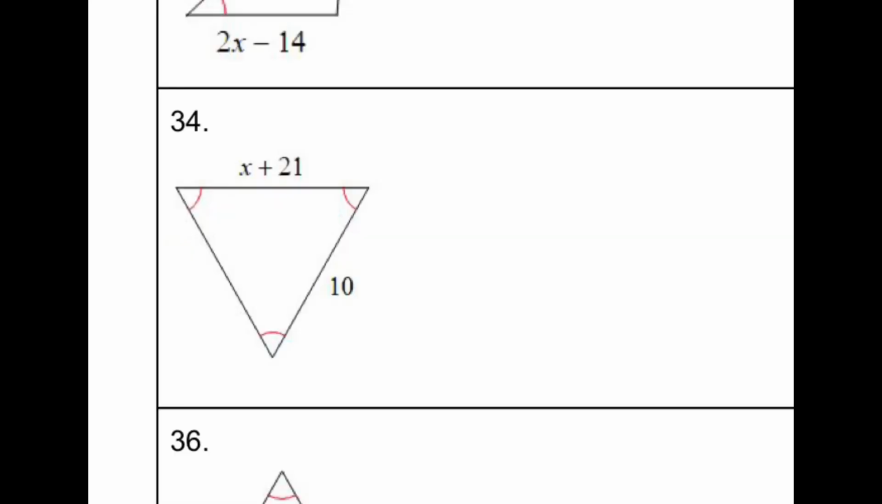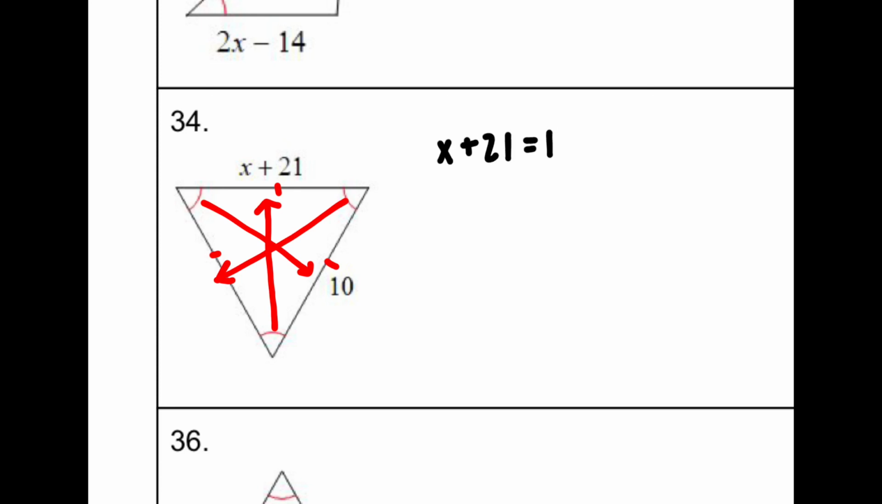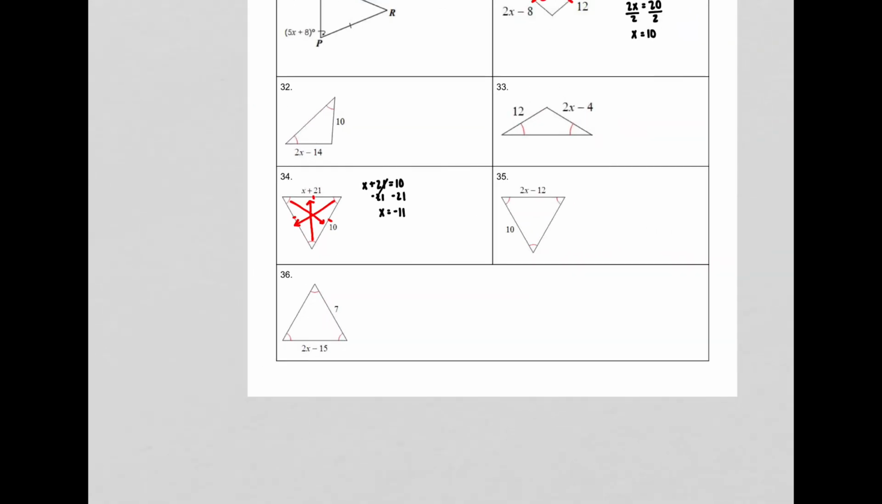I'm going to go ahead and do 34 as well, just because it's an equilateral. So again, I'm drawing those arrows from the angles to the sides, so I know which sides are equal to each other. It's an equilateral, so all of them end up being equal. And in order to solve that, I'm just going to set the two expressions equal. So x plus 21 is equal to 10. I want to get x by itself, so I'm going to subtract 21 from both sides. So x is going to equal negative 11. And that's what you're going to do for 35 and 36 as well.